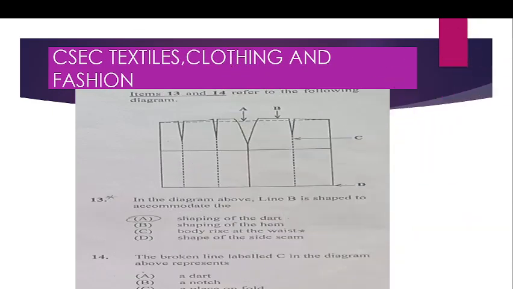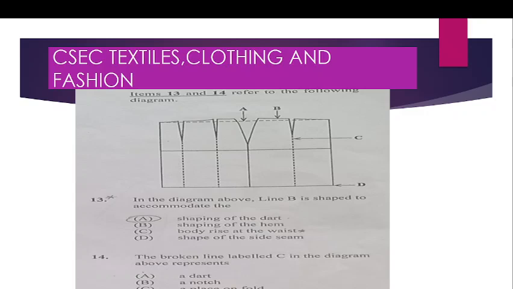Number 13 and 14. Items 13 and 14 refer to the following diagram. So it is showing you an outline or diagram of a skirt pattern in this case. Number 13 reads, in the diagram above, line B is shaped to accommodate the shaping of the dart, which is A.